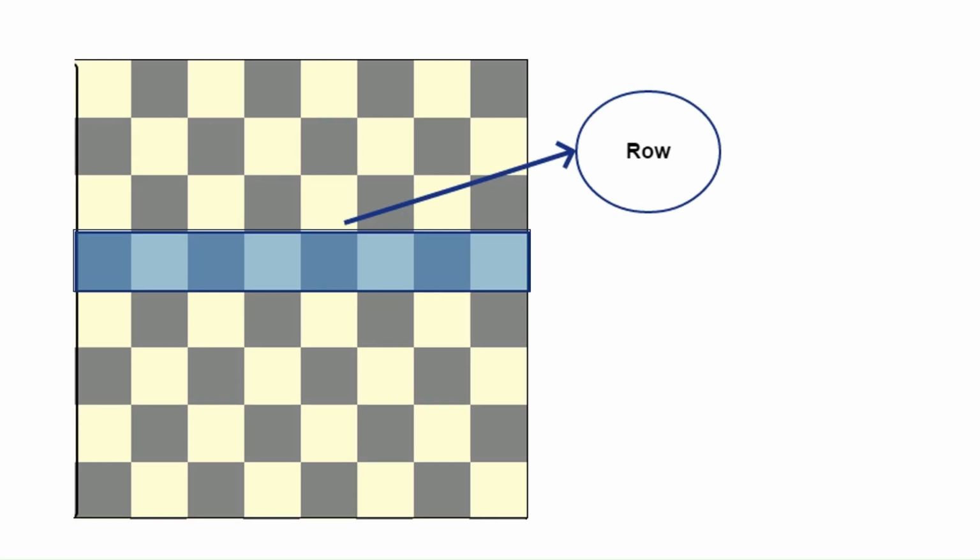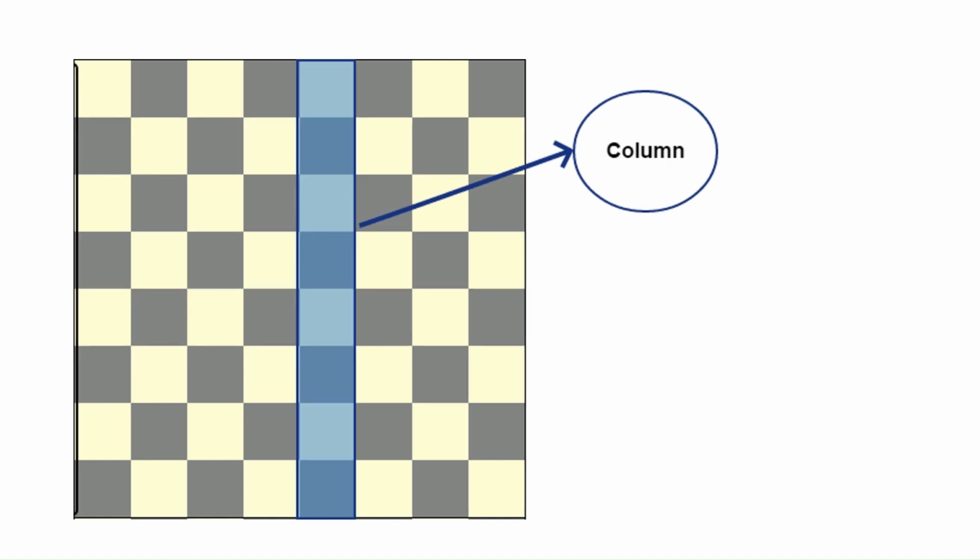Now we will see what is a row. A row is a series of squares which runs from the left side of the chessboard to the right. This is a column. A column is a series of squares which runs from the bottom of the chessboard to the top of the chessboard.